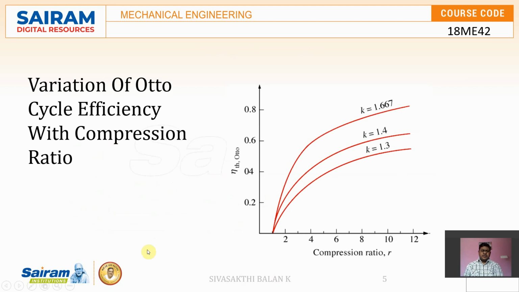Now let us see the relationship between compression ratio and Otto cycle efficiency. When compression ratio increases, the efficiency of Otto cycle also increases, and this value also depends upon the polytropic index. When the index is very low, the efficiency will be lower. When the index increases gradually, in the same way the efficiency also increases. And we also know that when the value of polytropic index is equal to 1.4, we call that the isentropic index gamma.